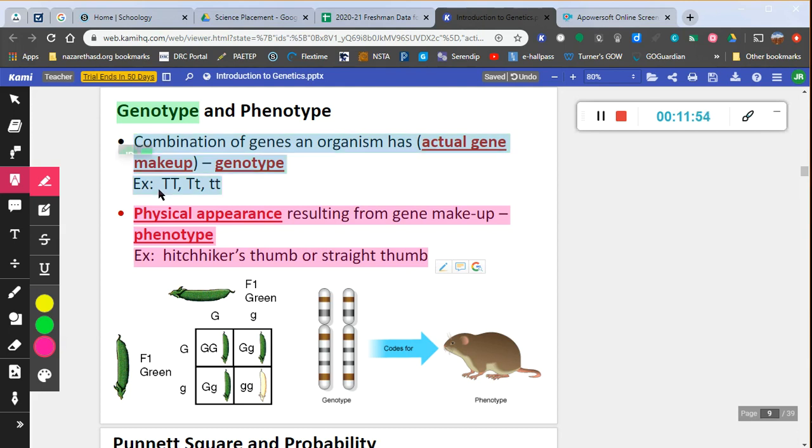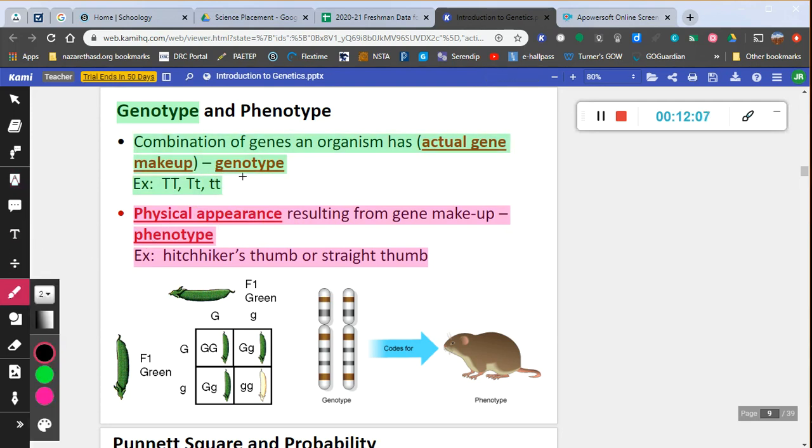So in this case, if we go back to our hitchhiker's thumb, remember, it was recessive. So if you were a homozygous recessive individual, right here, you would have a hitchhiker's thumb. If you have a straight thumb, you could be either homozygous dominant or heterozygous.